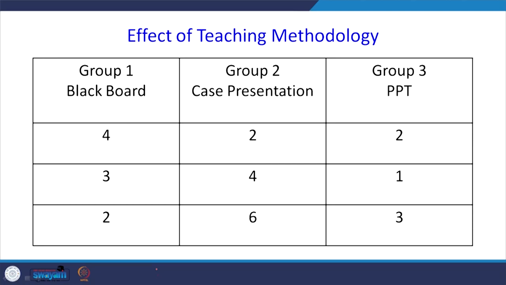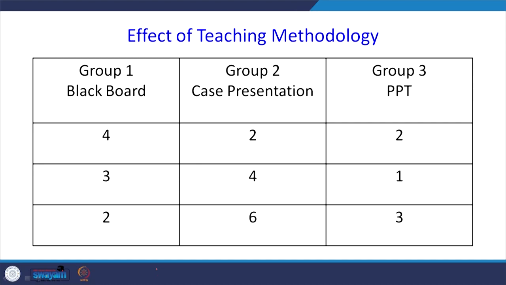I am going to explain the concept of analysis of variance with the help of an example. The example is, there are 3 teaching methodologies. One way of teaching is with the help of blackboard, another way is with case studies, and the third way is PowerPoint presentations. Suppose I want to know which teaching methodology is more effective, or is there any influence of teaching methodology on student performance. So, totally 9 students were taken, and in each group 3 students are allotted randomly.